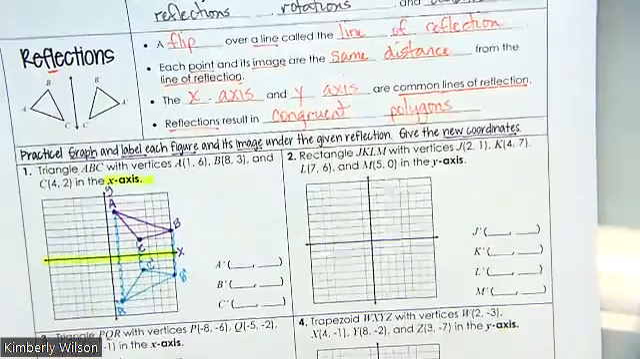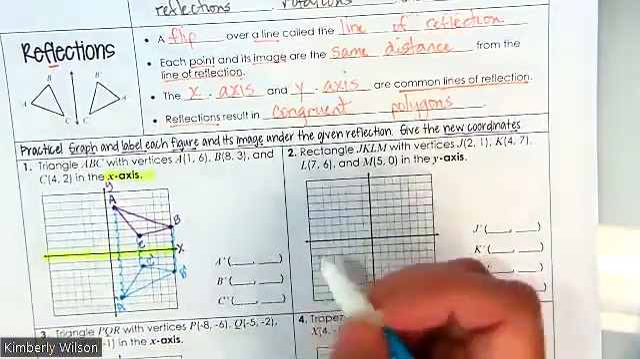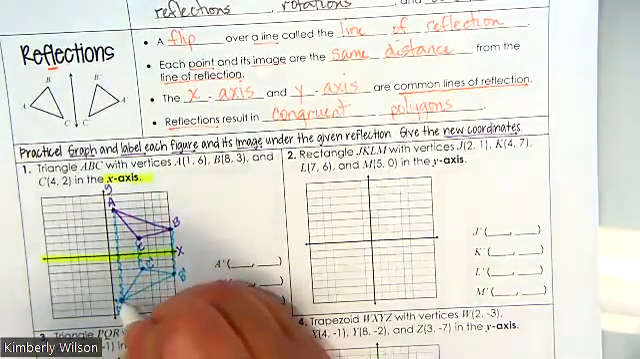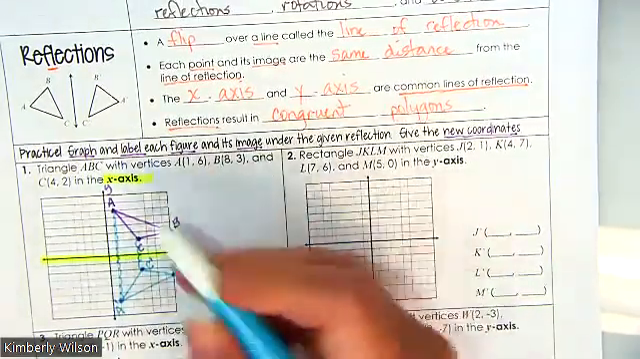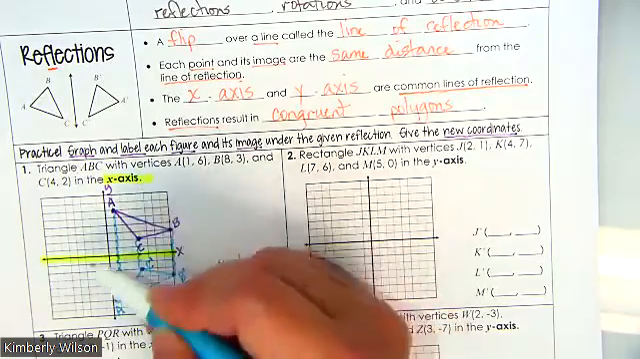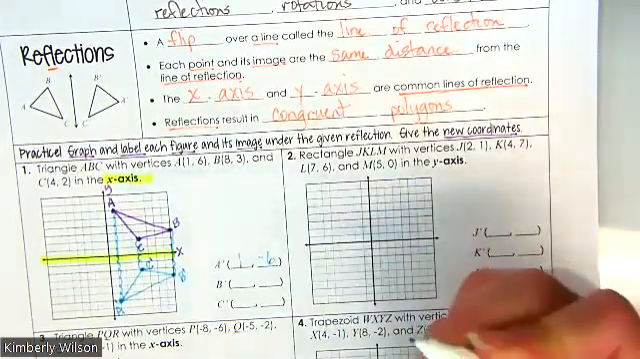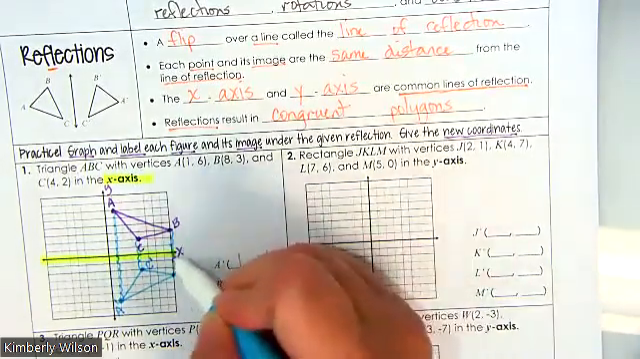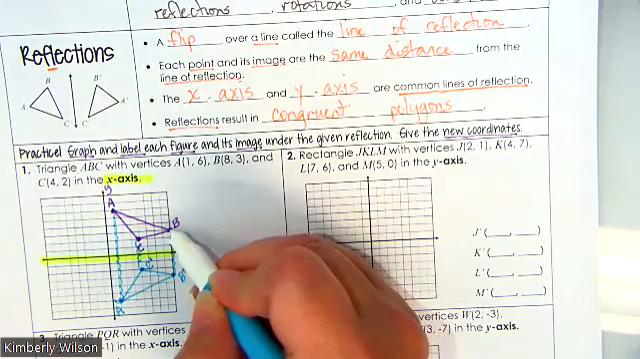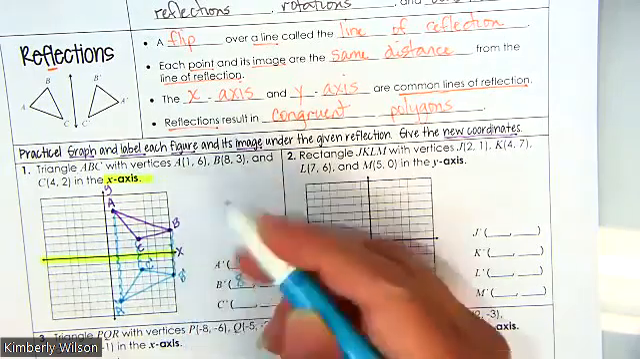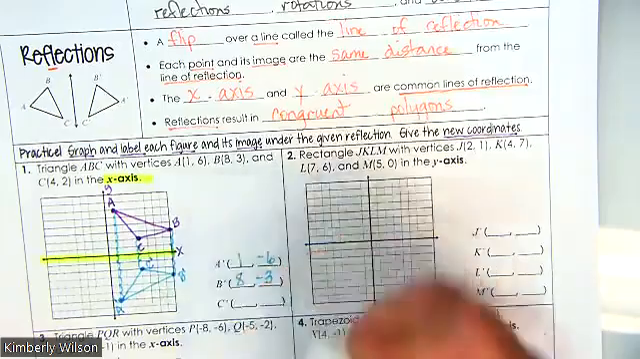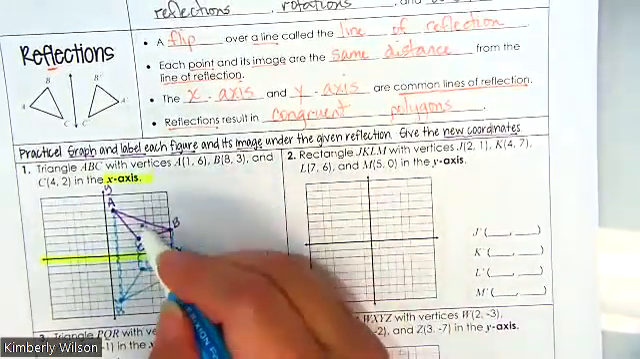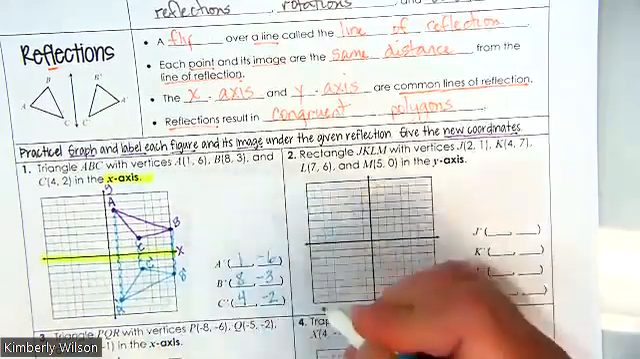Now I need to write my new coordinates. So A is going to be, it's still at a +1, but now it's not above the x-axis, it's below. So this is at a -6. B is still at 8 on the x-axis, but instead of being above and having positive y, it's going to be below and have a -3. C is still at 4. Instead of being above and positive, it's below and negative.